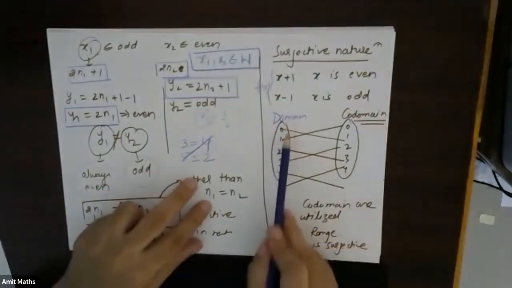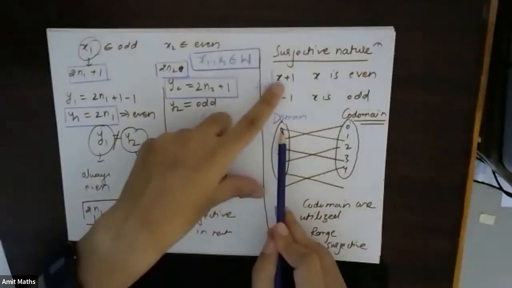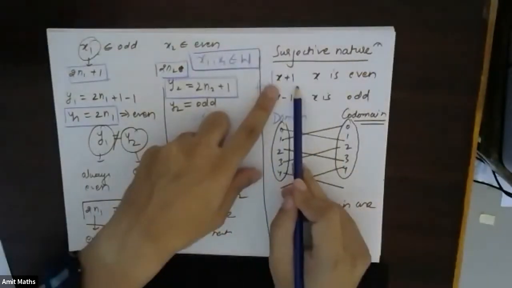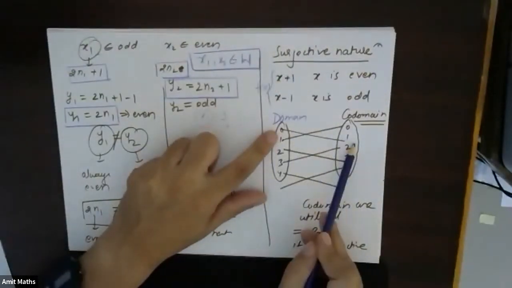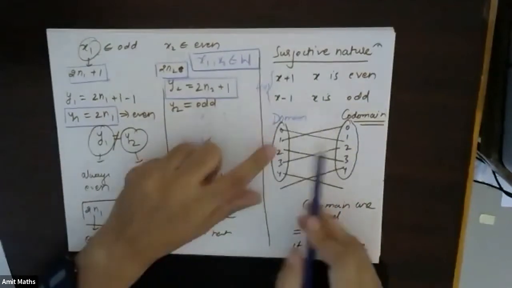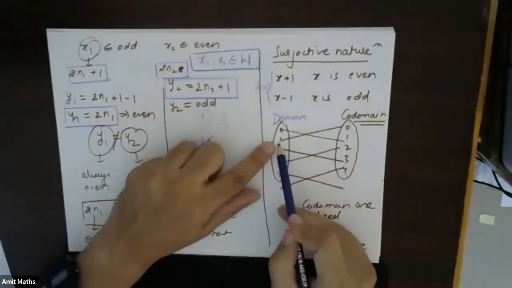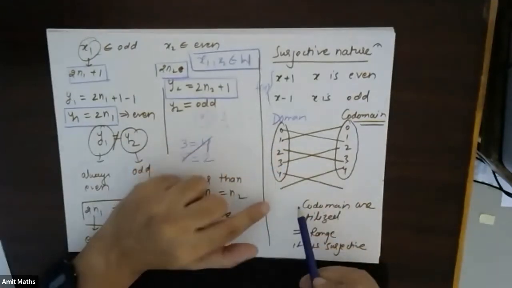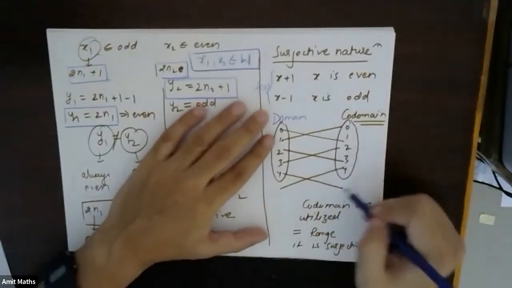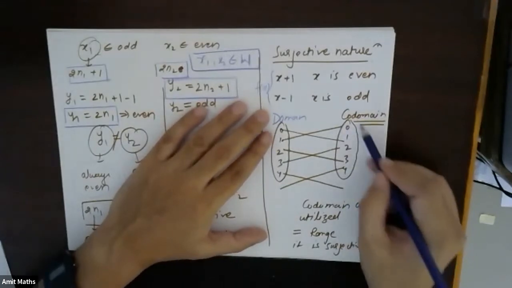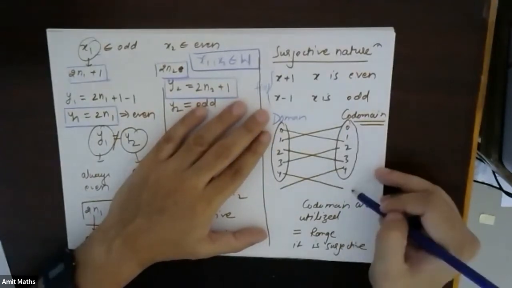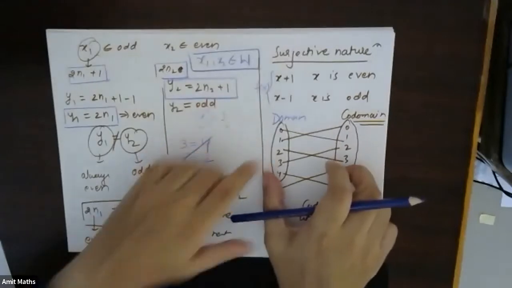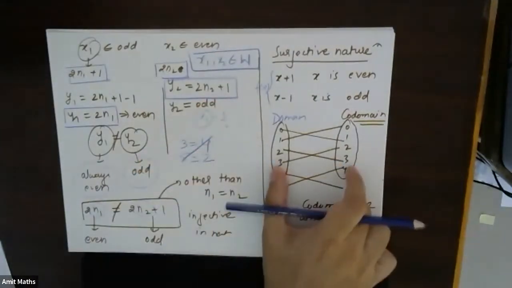Now, when I substitute 0 in this function, 0 is even, so this is x plus 1, and 0 will give you 1. When x is odd, it is x minus 1, so 1 will give you 0. Then 2 will give you 3, 3 will give you 2, and so on. So basically, you are utilizing all the elements of the codomain. This was the graphical, or logical, approach to solve surjective nature.